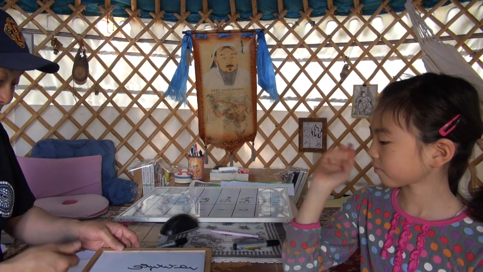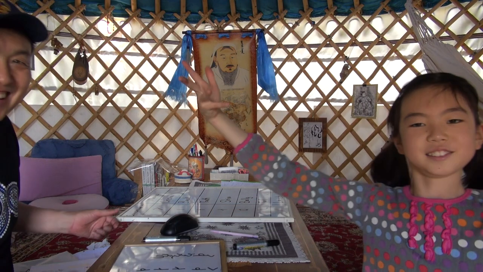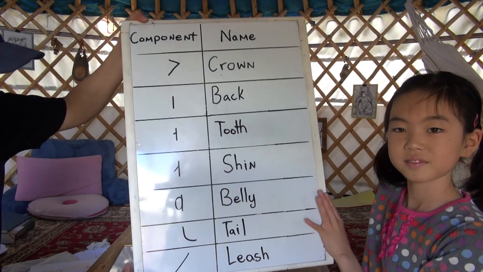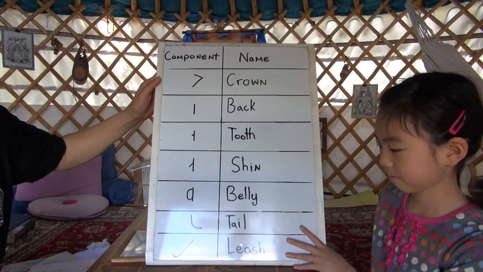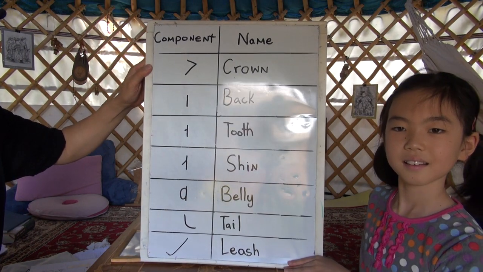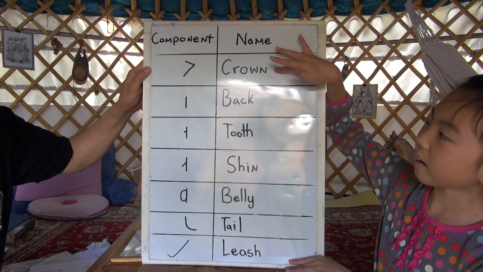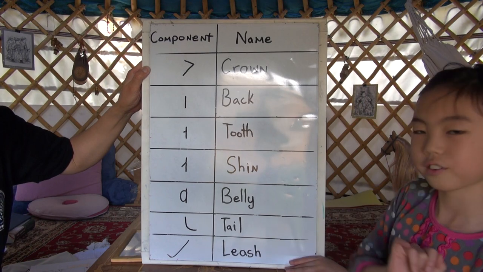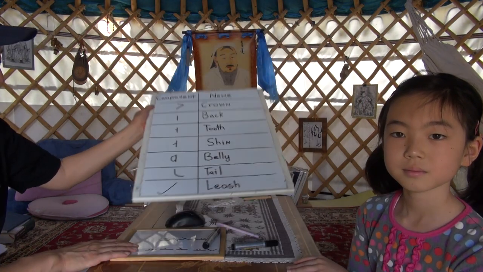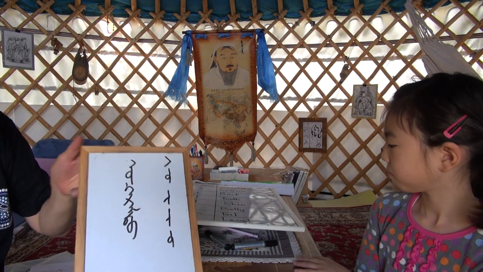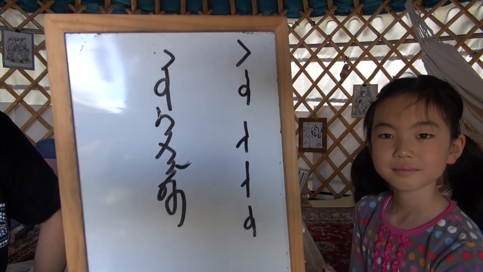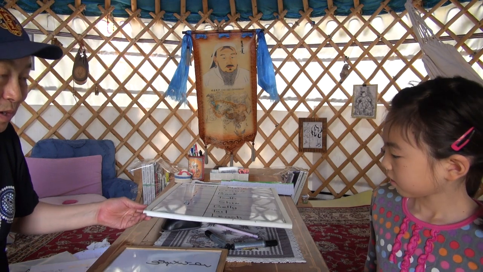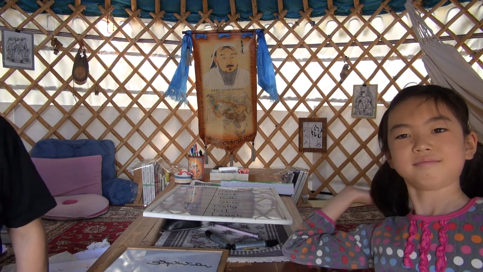So I think you passed the test. And this is the first session. What we learned today is this much of the Mongolian letter components. Would you want to say it again from the top down? So there's a crown, a back, a tooth, a shin, a belly, a tail, and a leash. By learning this stuff, we will get some sense of the Mongolian classical letters. So next time when you see a letter like this, you will notice at least this much stuff, all right? Okay, well done. This is the first session.